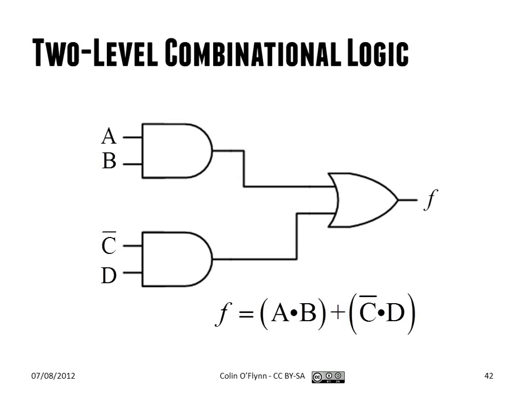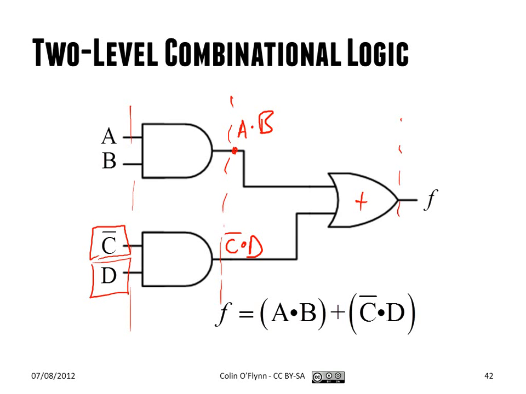We'll have this idea of how many levels of combinational logic we have. A lot of the stuff we'll be dealing with is going to be two-level combinational logic. By two-level, what we mean is if we have these inputs, A, B, and typically you assume that complements are available, so here we have C complement and D. What you can see is we generate some intermediate values here, which is level 1. So this is A and B, and here we have C complement and D. Those intermediate values then get ORed to give us the output. So then this becomes level 2.